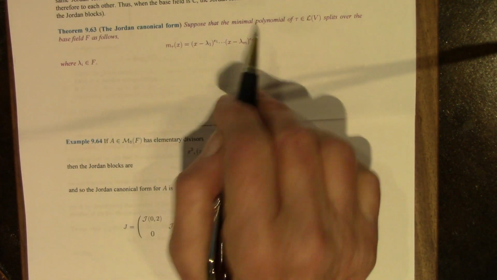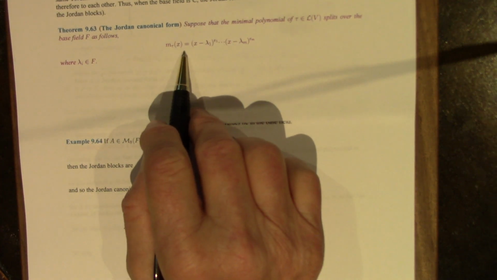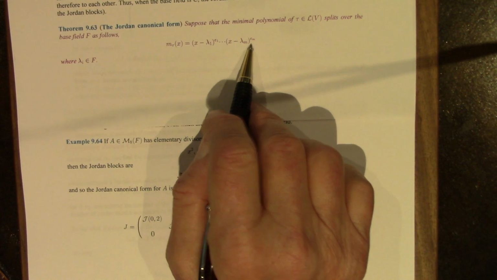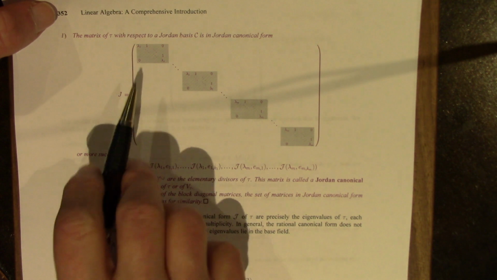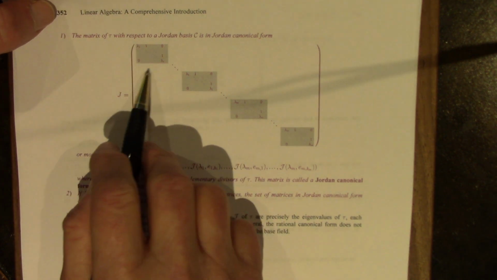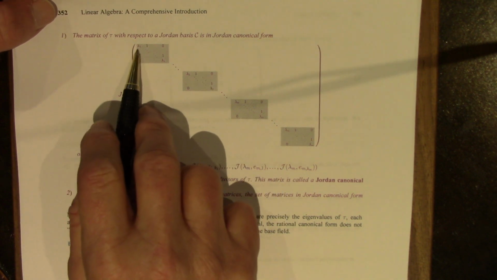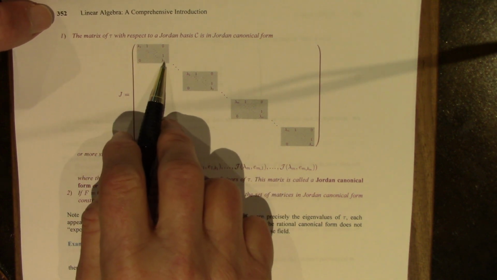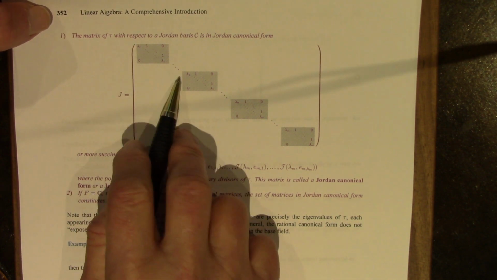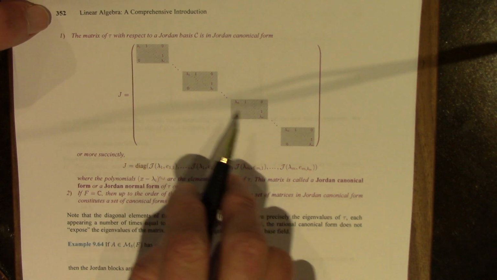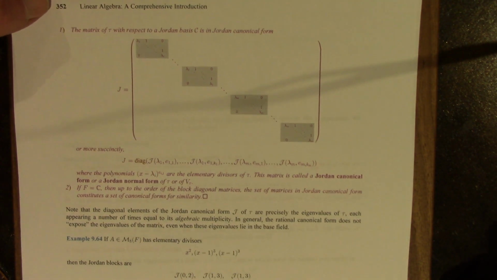In summary, if the minimal polynomial of an operator factors like this, then the matrix representation of tau with respect to a Jordan basis has this Jordan canonical form. Each of these is a Jordan block. So it's just copies of the eigenvalue on the main diagonal and ones above it. And that may get repeated any number of times in the next eigenvalue and so on.